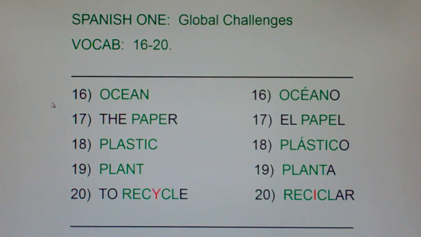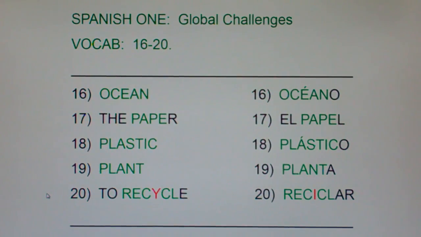16, ocean, océano. Ocean, océano. 17, the paper, el papel. The paper, el papel. 18, plastic, plástico. Plastic, plástico. 19, plant, planta. Plant, planta. You're not going to miss plant or ocean. Sorry. And 20, to recycle, reciclar.